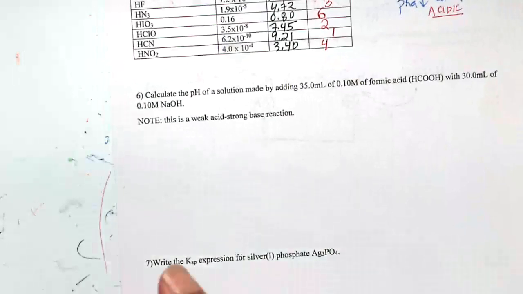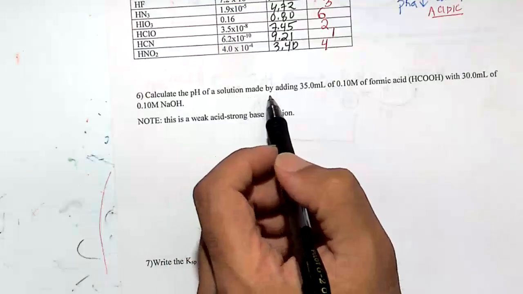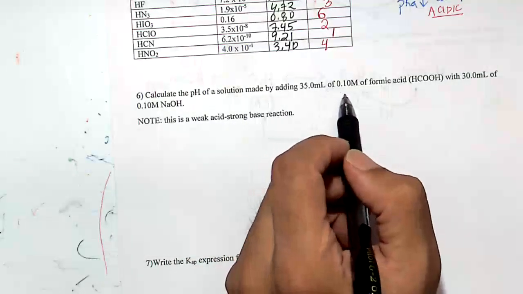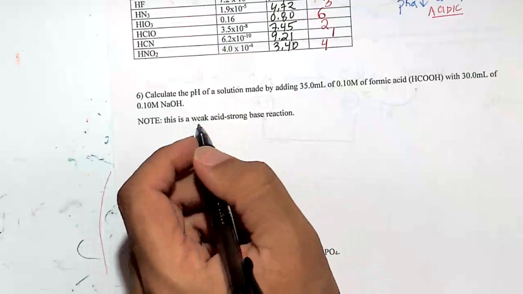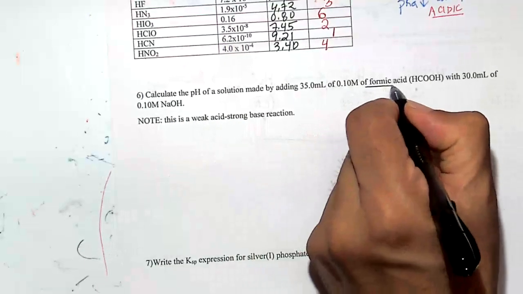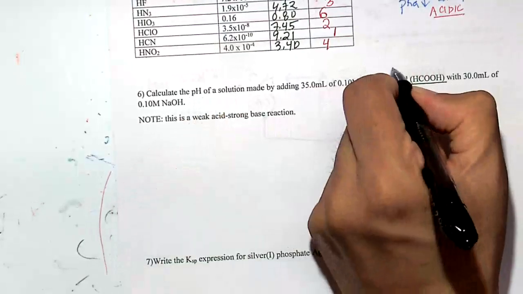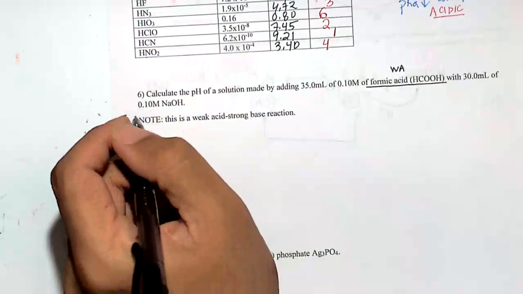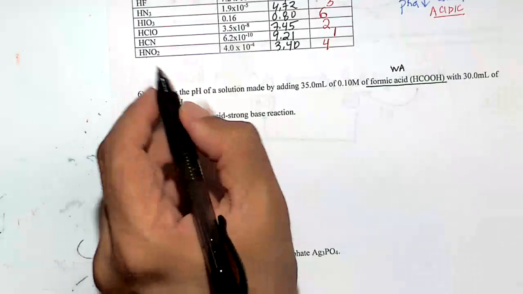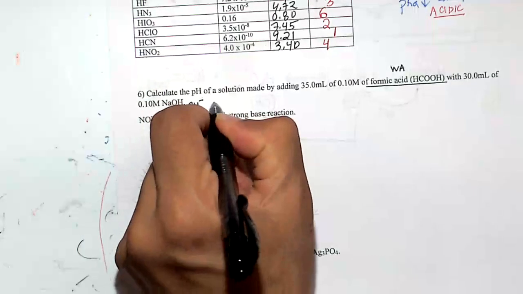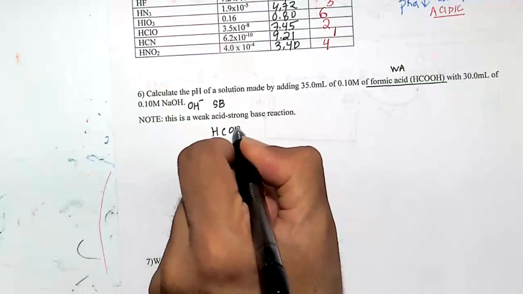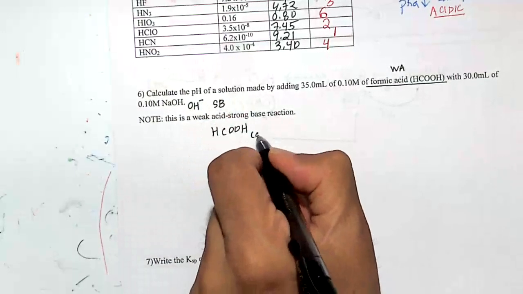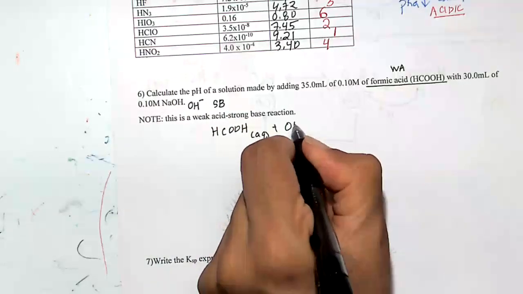All right. So let's go now to this type of problem here. Calculate the pH of a solution made by adding 35 mL of formic acid with 30 mL of OH minus. So when you add formic acid, HCOOH, we're going to call that a weak acid. We will call NaOH, which is the source of OH minus, the strong base. So this is the reaction that happens.